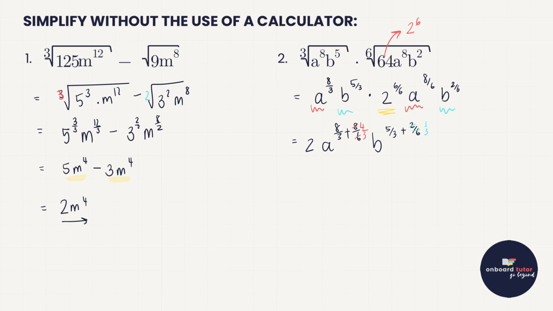So let's do that. We're going to have 2 to the power of a, and now we're going to have 8 plus 4, which is 12, over a common denominator of 3, and b to the power of 5 plus 1, which is 6, over 3. And then just a final simplification step, 2a, 12 divided by 3 is 4, b to the 6 divided by 3 is 2.